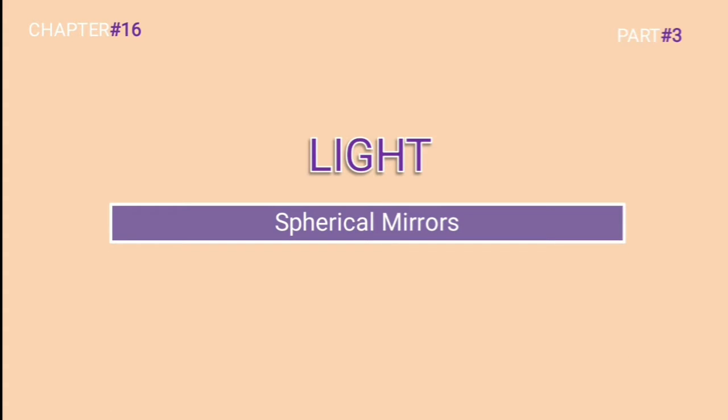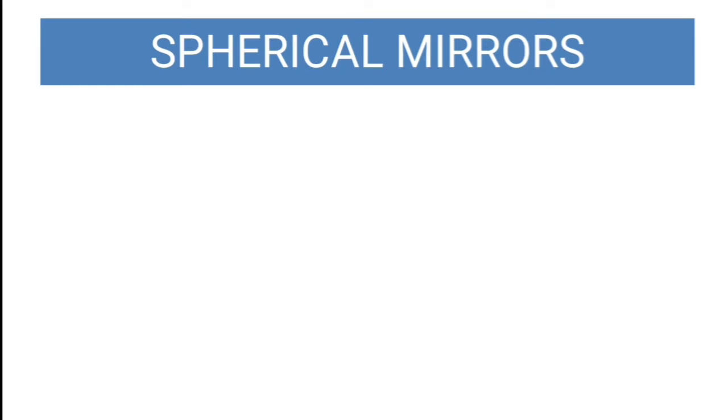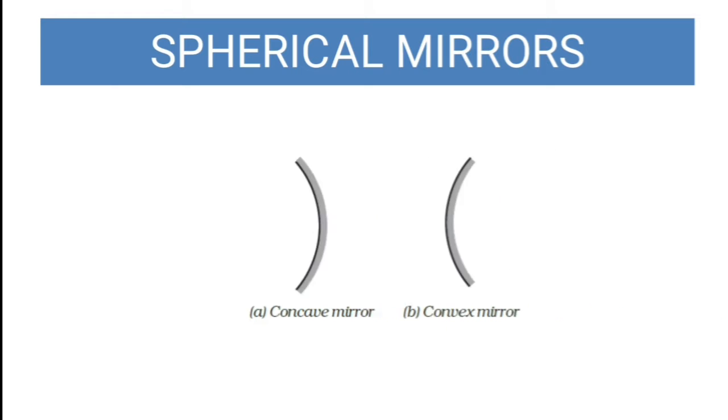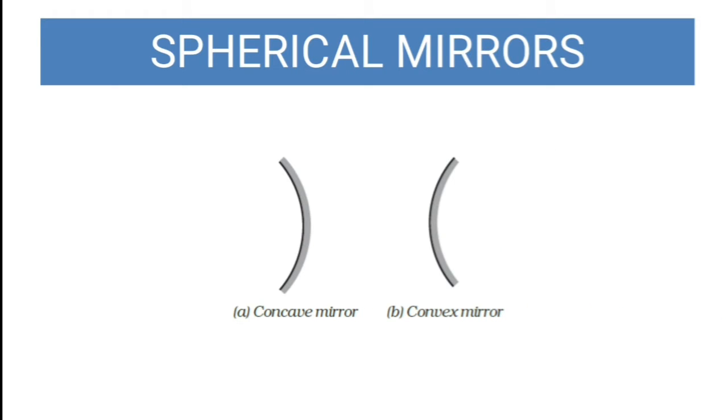We have already started the chapter Light, and today we are going to discuss spherical mirrors. Talking about spherical mirrors, this is a picture that I had already shown you. This one is a concave mirror and this one is a convex mirror. What is the difference between the two? The concave mirror has a reflecting surface tilted inwards, whereas in a convex mirror it is outwards.